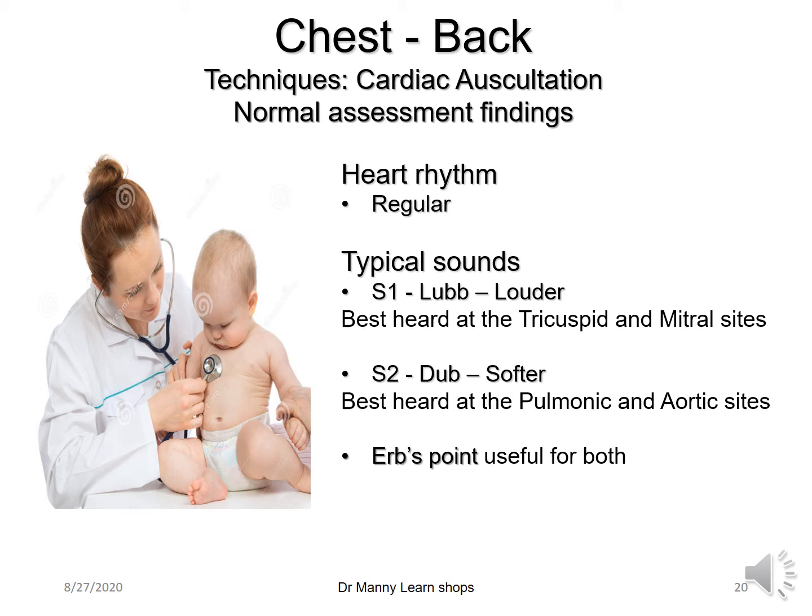The best place to locate the heart sounds could be using Erb's point, which is typically in the third intercostal space on the left sternal border. However, S1 is best heard over the tricuspid and mitral sites, which we'll be looking at shortly, and S2 is best heard over the pulmonic or aortic sites.